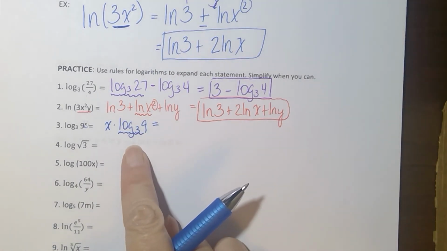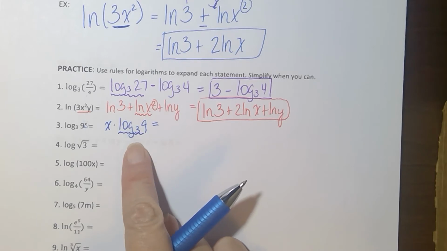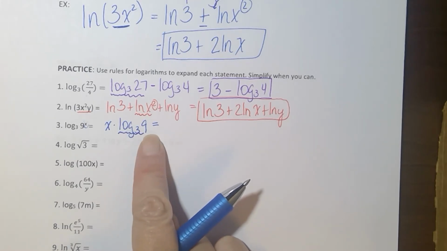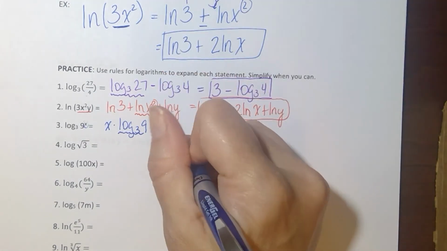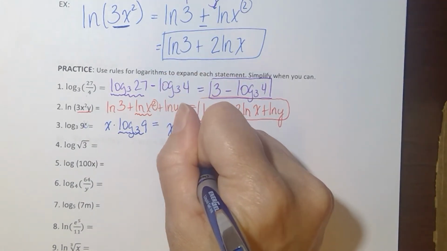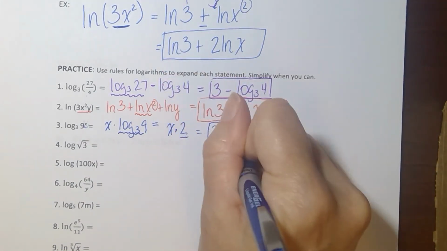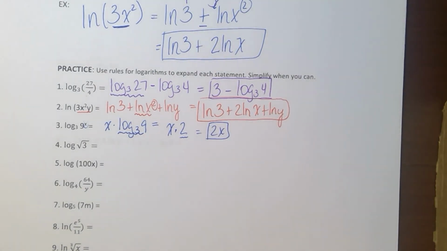What is the exponent of 3 that gives me 9? Sorry. 3 squared is 9. So that is x times 2, or just 2x. So that one did definitely simplify nicely.